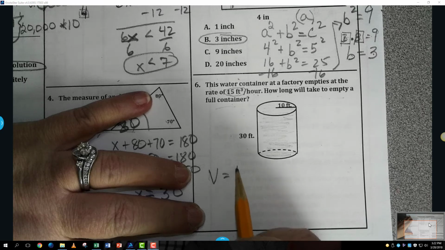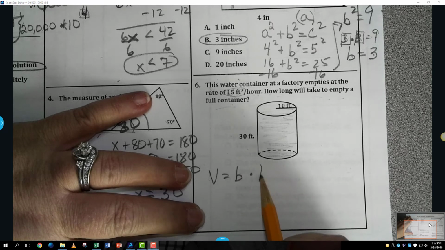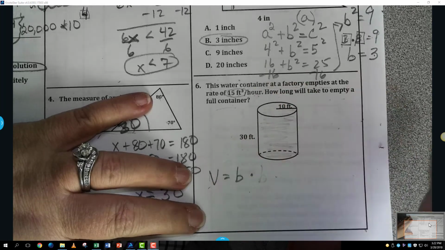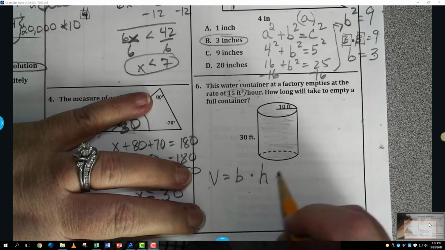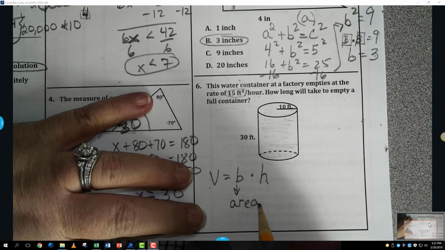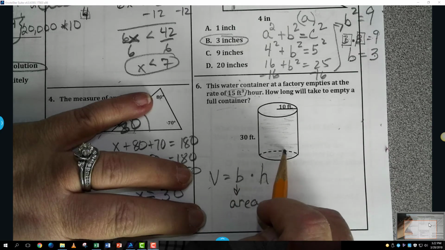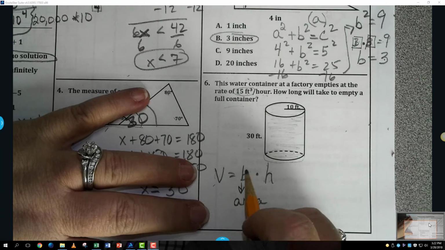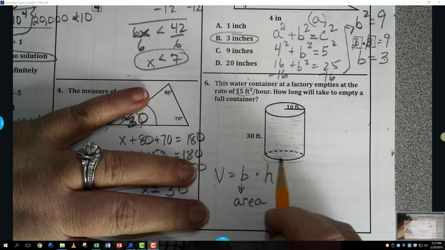Volume equals the base times the height, where the base is always the area of the bottom, or the area of the top. Okay, the area of the base. All right, well here the base is a circle.